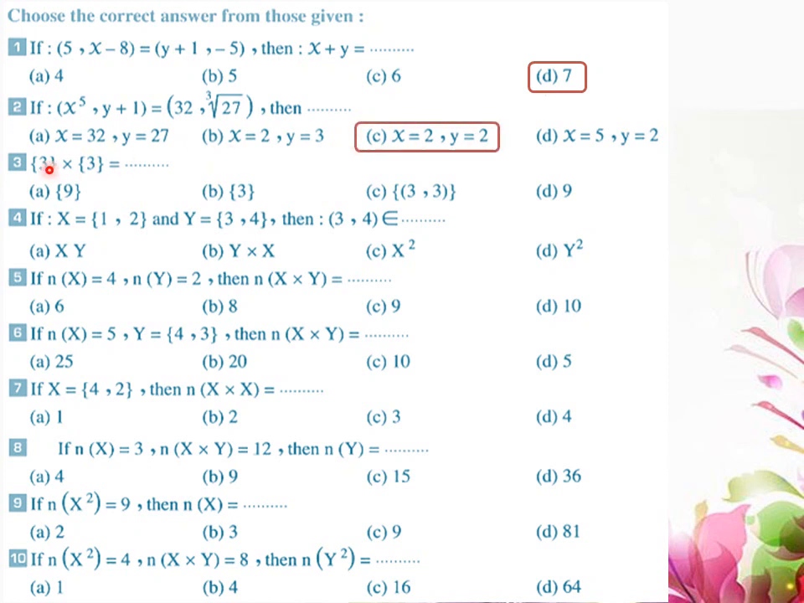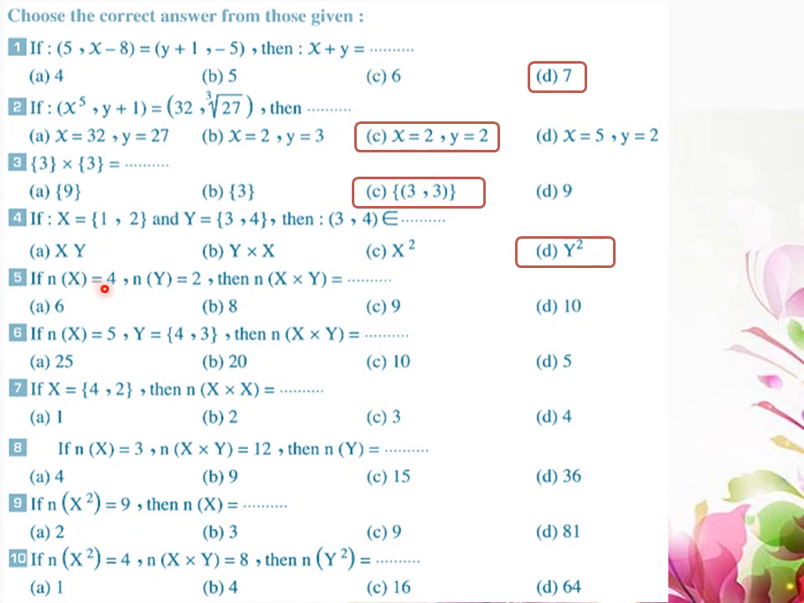Number 3: the set 3 cross the set 3 equals 3 and 3 in an ordered pair. Number 4: 1, 2, and 3 and 4. So the ordered pair (3, 4) belongs to what? The first projection 3 must be in the first set, but x does not have any 3, so x is rejected. This rejected, and this rejected, and this rejected, so the correct answer will be letter D.